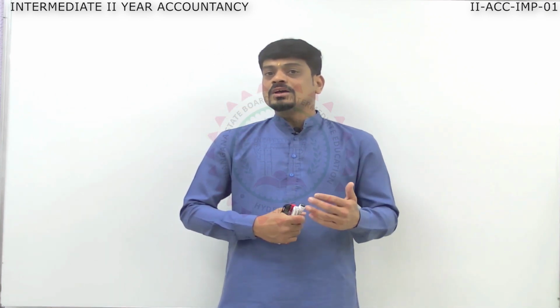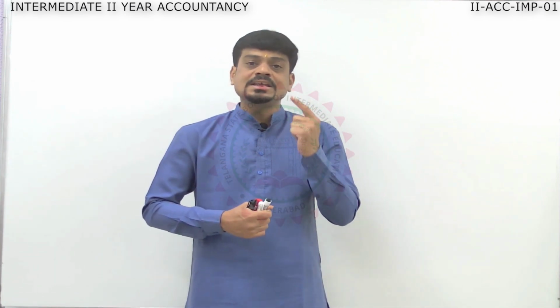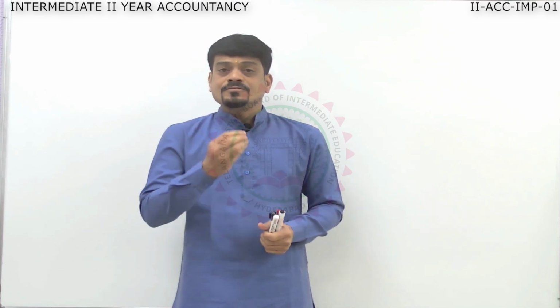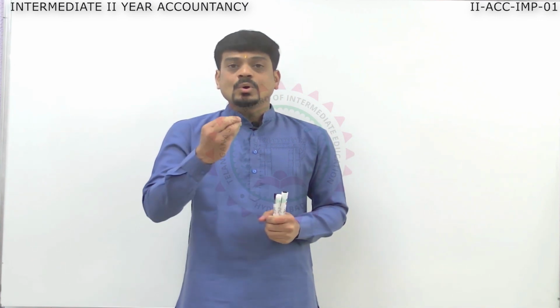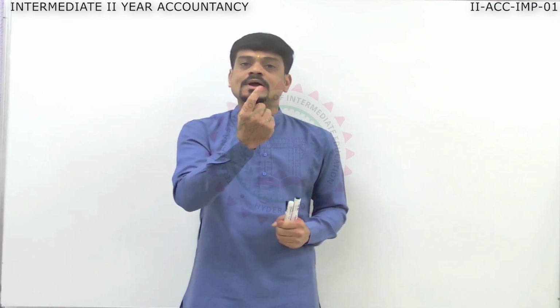Then comes your section E, and in this section E, you are given with 3 questions. You are supposed to attempt any one. And in this particular section, what are the questions which we expect? From this section, you get a question on consignment. You are given with a question on accounting for not-for-profit organization and 1 theory question. Like that, you are given 3 questions. You need to attempt 1 from this particular section.